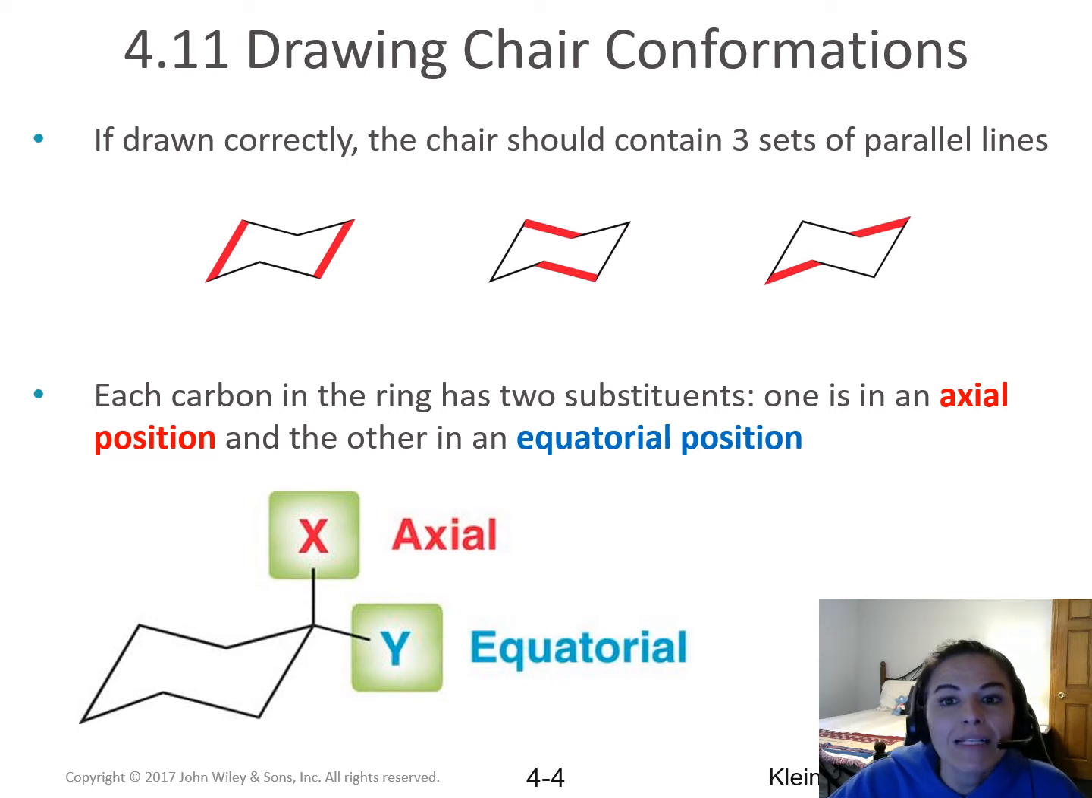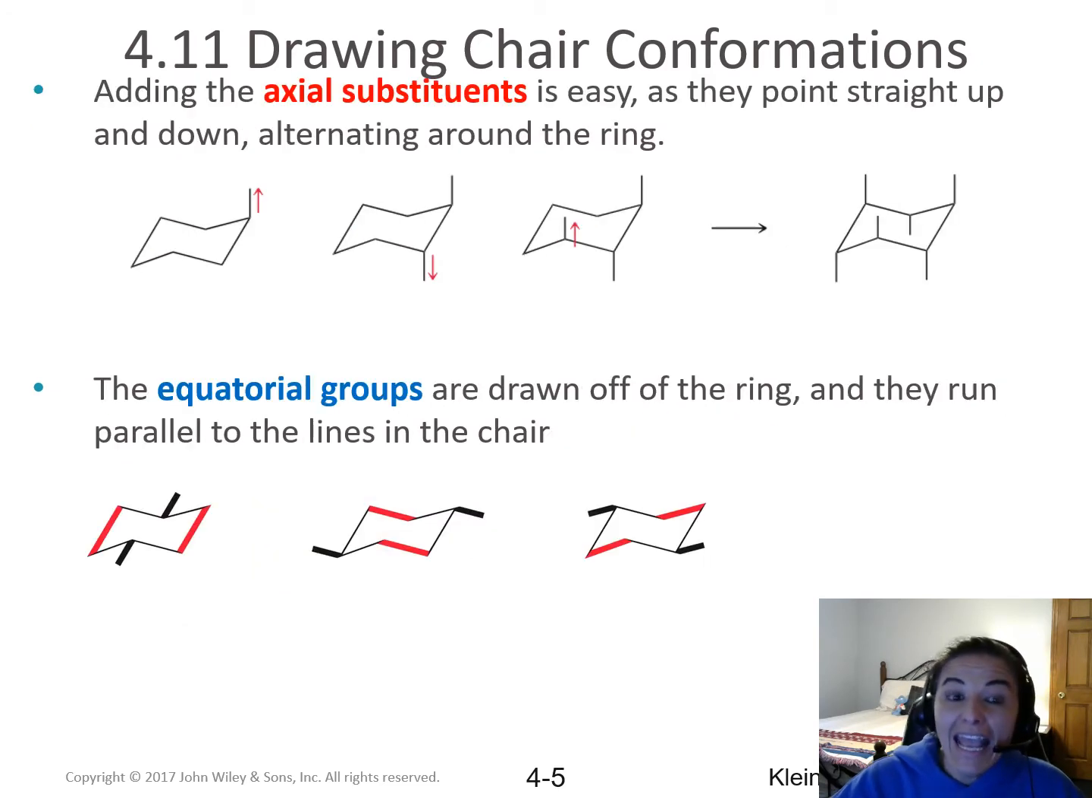Now, once the carbon skeleton has been drawn, we draw out the other 2 bonds that each carbon of the ring should have. Each carbon in the ring has 2 substituents. One is in what we refer to as the axial position, and the other is in the equatorial position. Adding the axial substituents is fairly easy. They point straight up and straight down, alternating around the ring.